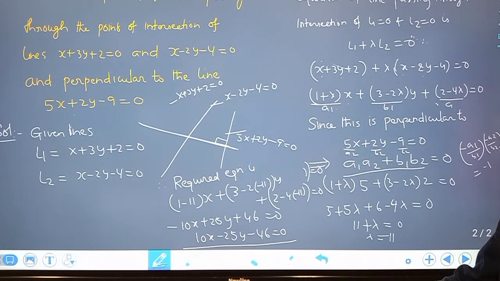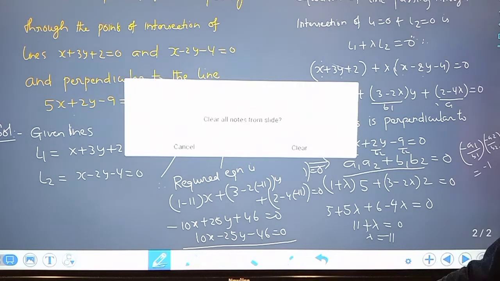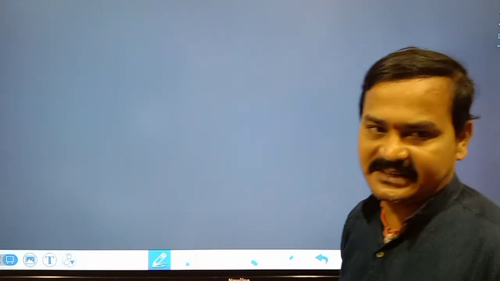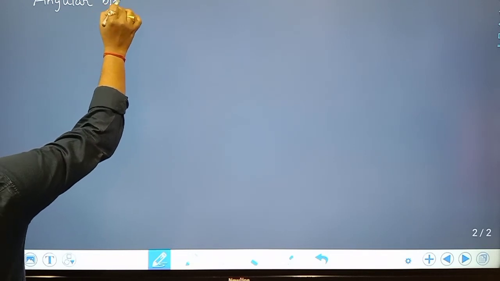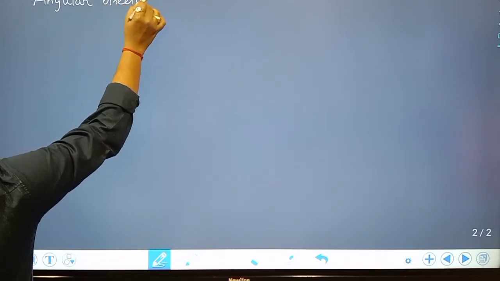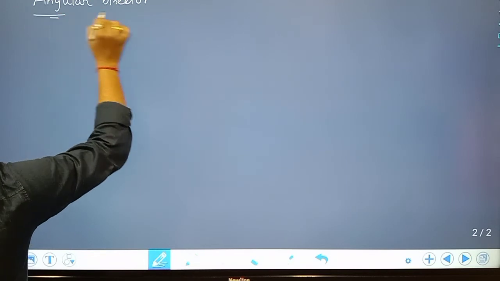Okay. Over. Now you are going to be discussing the final concept of the straight line. Final concept of the straight line. What is that? Angular bisector. Angular bisector. This is the final concept.